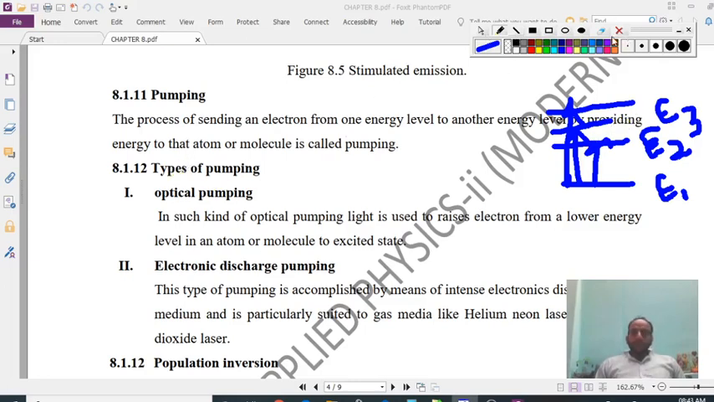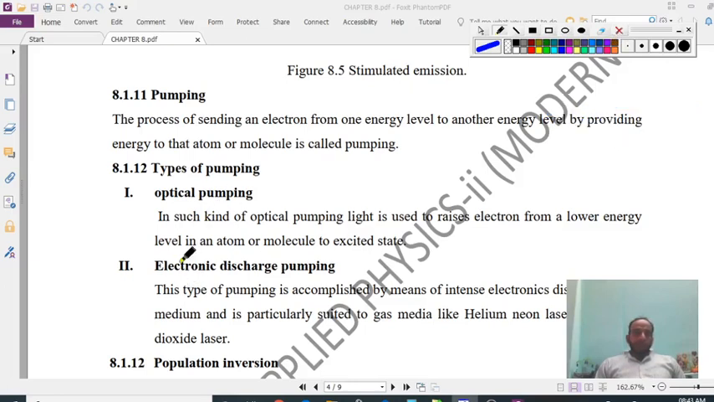Types of pumping. Generally we have two types of pumping. First is optical pumping and second is electronic discharge pumping. In case of optical pumping, light is used to raise the electron from lower energy level to higher energy level. And in case of electronic discharge pumping, this is accomplished by means of intense electronic discharge in the medium and is particularly suited to gas media like helium neon laser and carbon dioxide lasers.